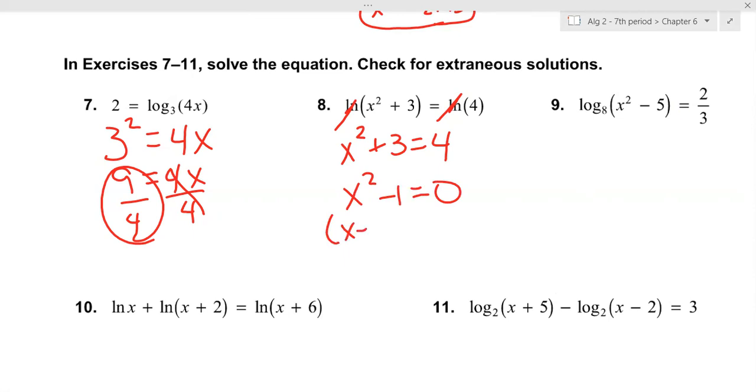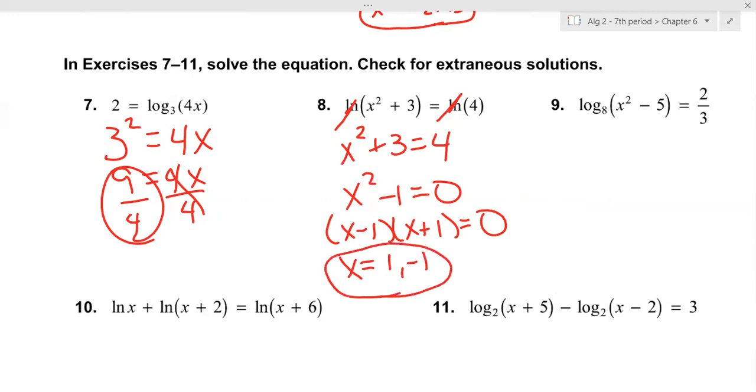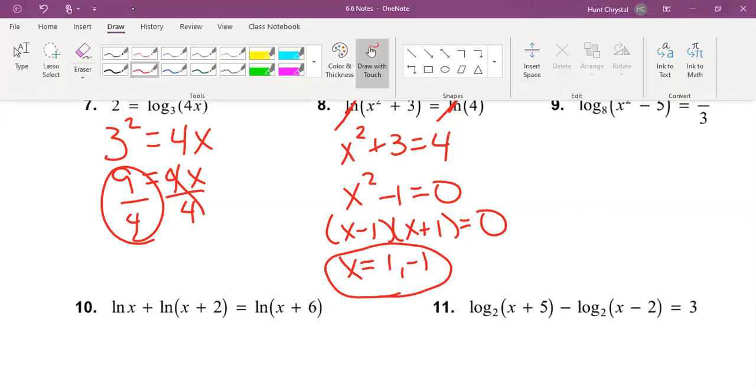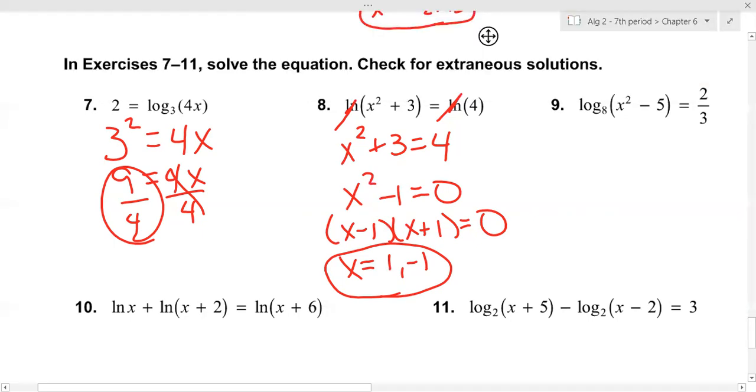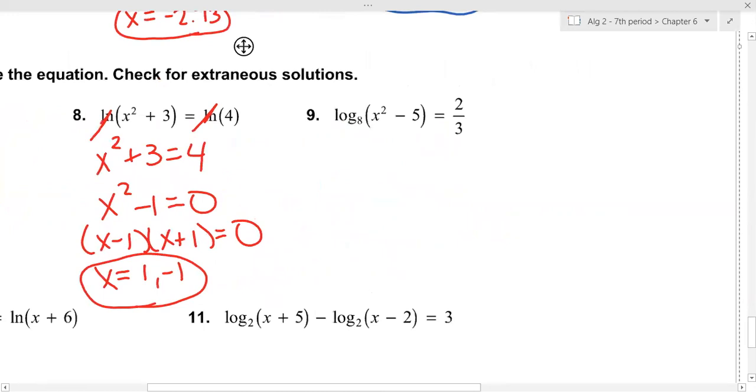And then sometimes you might have to factor, like in this case, with difference of squares. That would leave me with 1 and negative 1. And I'm looking back up at the front, going, okay, well, if I plug in 1 there, I get natural log of 4 on the left. And if I plug in negative 1, I still get natural log of 4. You do want to check for what this says over here, check for extraneous solutions. That's what I just did.